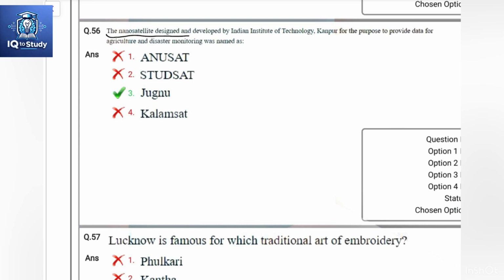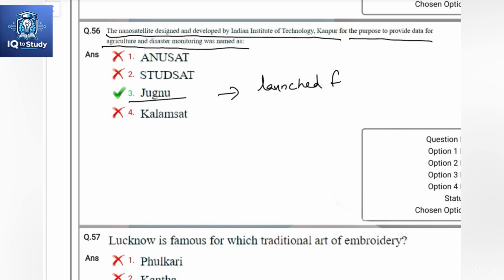The nano satellite designed and developed by Indian Institute of Technology Kanpur for the purpose to provide data for agriculture and disaster monitoring was named as Jugnu. It was launched from SHAR. SHAR means Satish Dhawan Space Centre in Sriharikota.